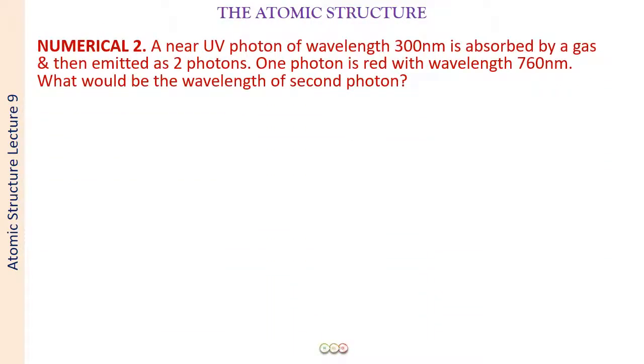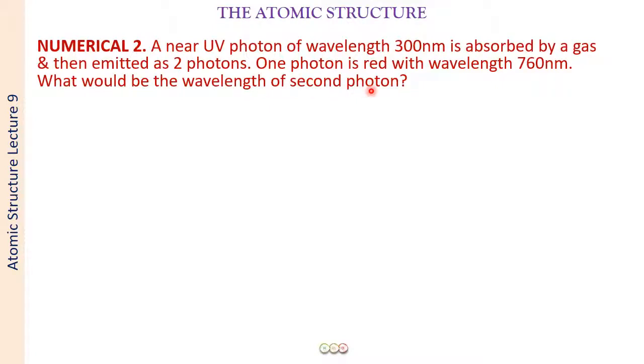So the next question says that a near UV photon of wavelength 300 nanometer is absorbed by a gas and then emitted as 2 photons. One photon is red with the wavelength 760 nanometer. What would be the wavelength of the second photon?